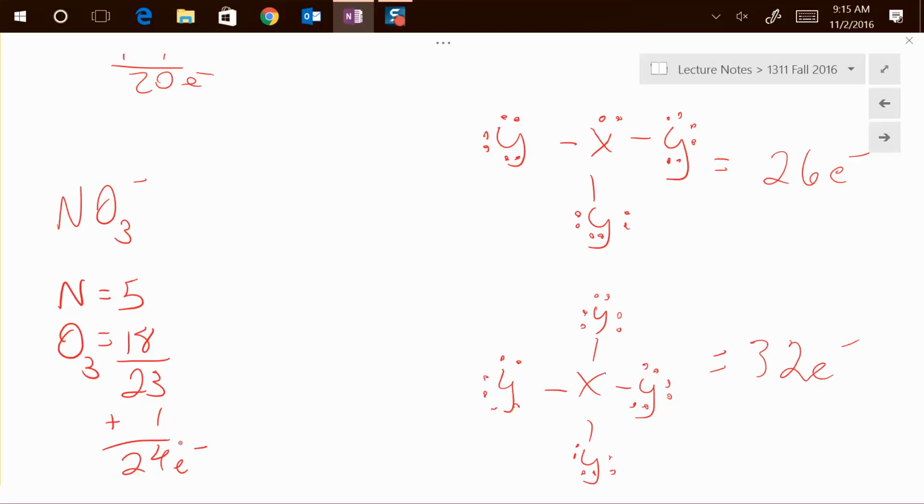I didn't even have to draw it. And I can perceive that. I can see, oh, I know I'm supposed to start out with 26. I have 24 electrons. That means I'm going to have a double bond in my structure. Done. Okay, we'll practice this some more next time, guys.